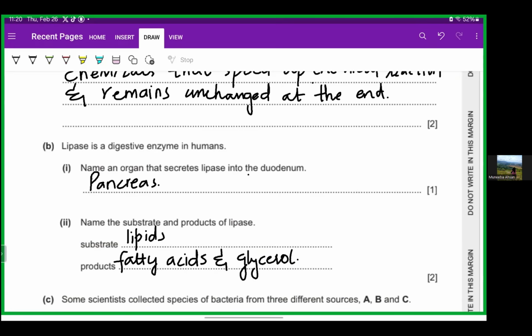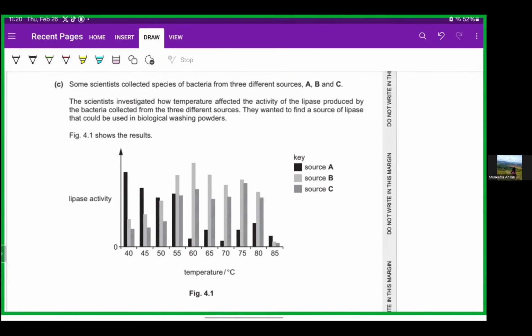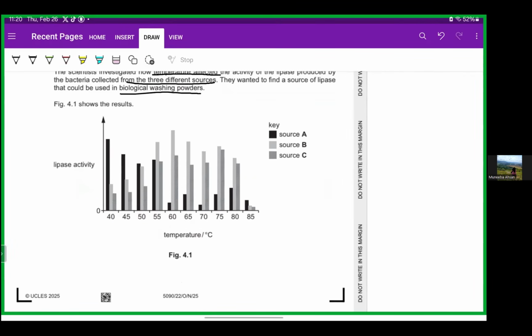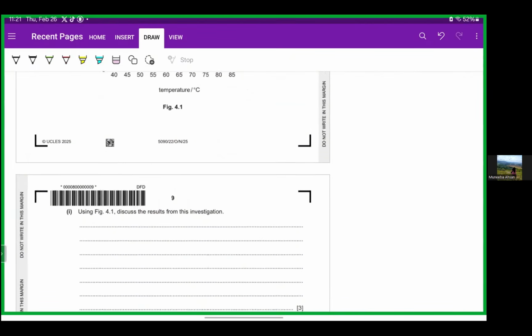Okay. Now let's move on to the next part. It says that some scientists collected species of bacteria from different sources A, B, and C. The scientists investigated how temperature affected the activity of the lipase produced by the bacteria collected from 3 different sources. They wanted to find a source of lipase that could be used in biological washing powders. Okay, so they observed the effect of temperature on the 3 different sources, in order to find a source of lipase which could work in washing powders.